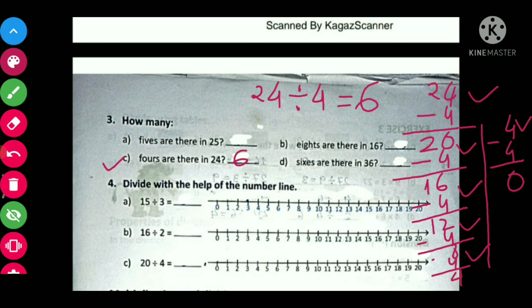Okay, so like this only you have to do D part in your classwork copy, and this one I think you can do by yourself because this one is very easy.